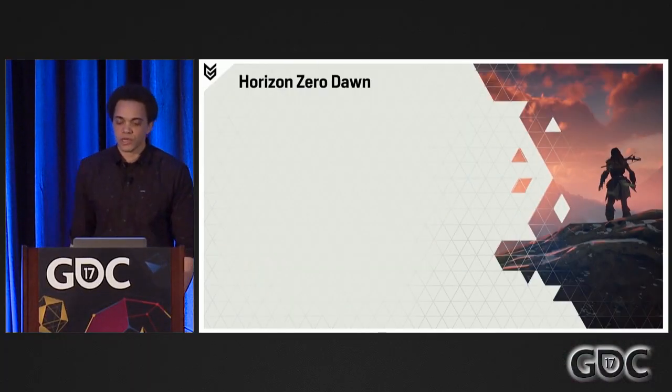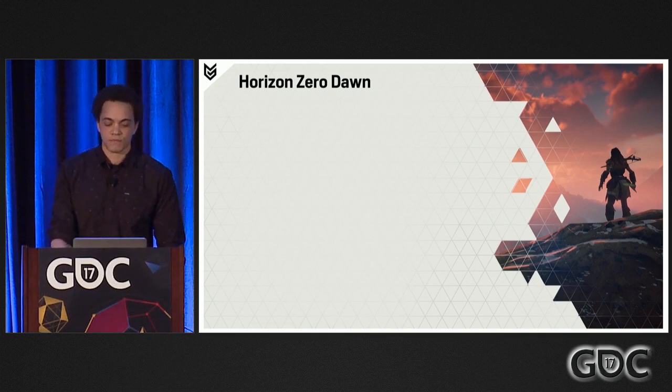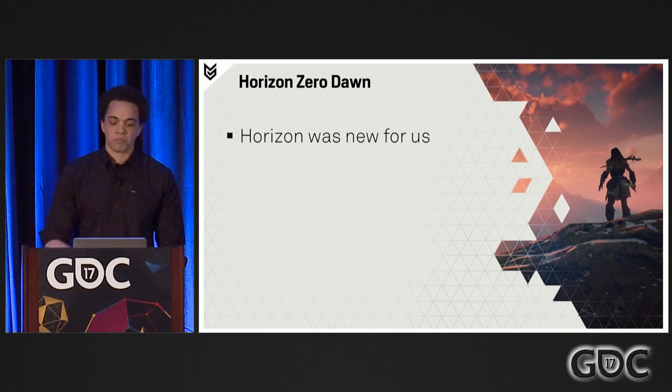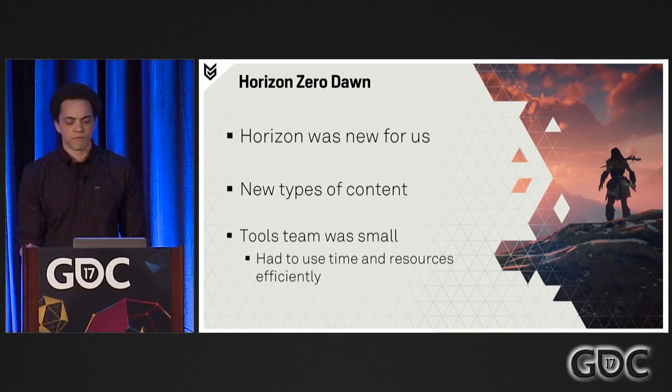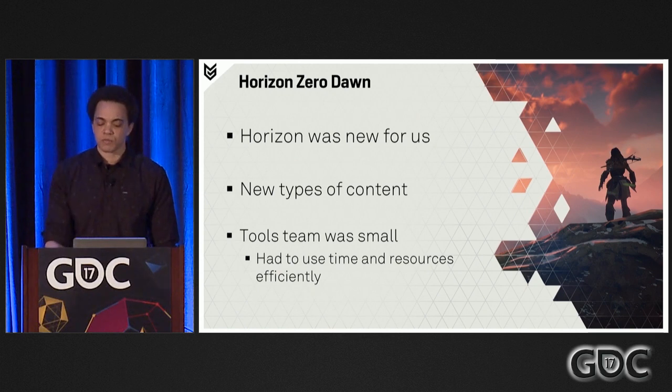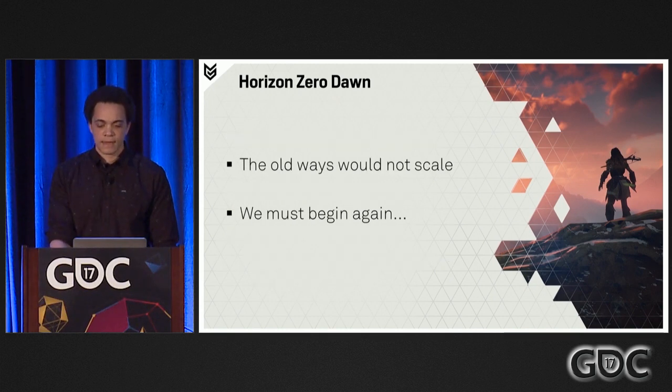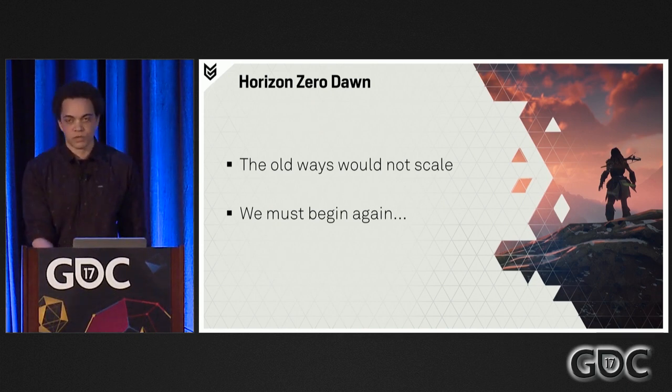So that covers a little bit about the tools and some of the technology, but what about the game itself? When starting out, we knew that Horizon was going to be very, very different to Killzone. We hadn't made an RPG before, we hadn't made an open world game before, and aside from that, this game was going to include new types of content which we just hadn't built before, like quests and interactive conversations. And additionally, the tools team at Guerrilla is relatively small. Depending on how you count it, we had 4 or 6 full-time tools programmers for a team size of about 220 people. So we had to be really efficient about how we used our time and our resources. All things considered, it was pretty clear that our extant tools pipeline would not easily scale to meet the demands of Horizon, so we decided to start again.